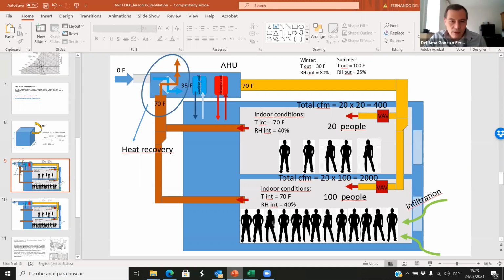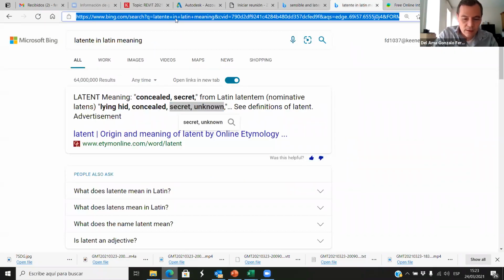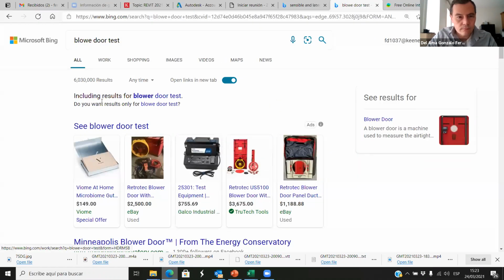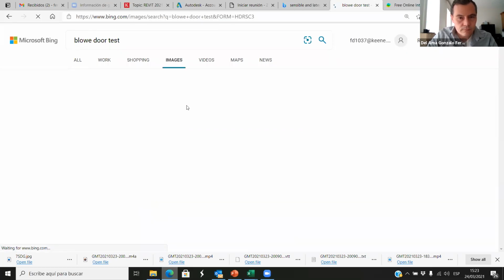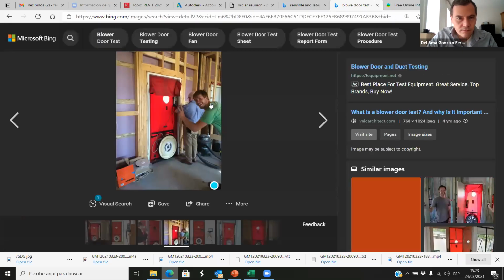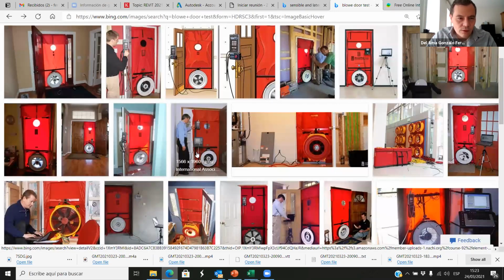So with infiltration, what can we use? We can use the blower door test. Okay, so this is the blower door test. Those guys are happy here. And what does it mean? Well, we are applying an extra pressure inside the room or the building. Usually we test rooms. We don't test the building as a whole because it's too much.